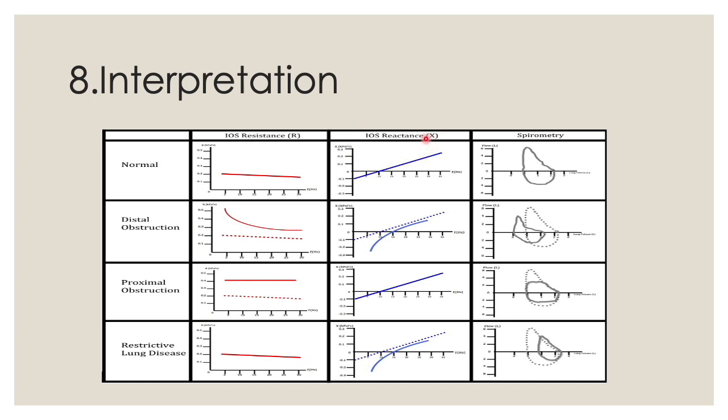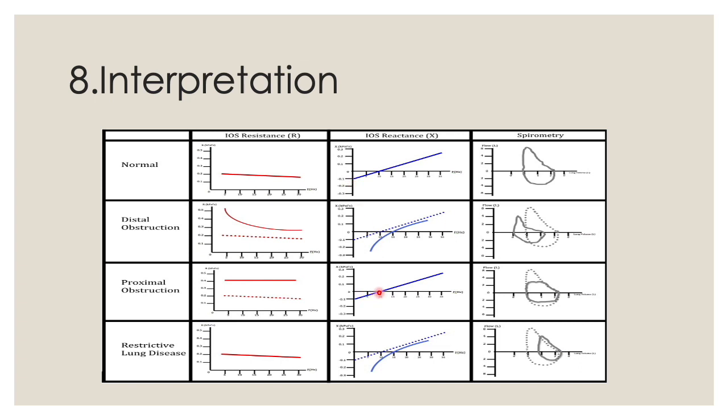The second thing that we look at is the reactance, or X. Remember, I told you about resonant frequency and the area under the curve, this triangular area of reactance. So now we look at these two. If your patient has obstruction, you see this resonant frequency has shifted to the right. You see this area of reactance has also become shifted, and the X5 is more negative as compared to what a normal patient will have.